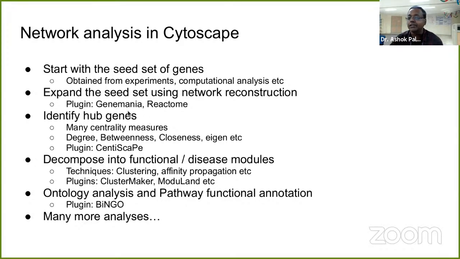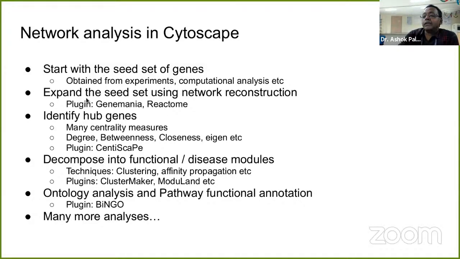Some plugins are GeneMANIA and Reactome, which do this network reconstruction. From this network reconstruction, we have to identify hub genes that will let us know the module structure. For this, we can use many different centrality measures like degree centrality, betweenness, closeness, and eigenvector. All these measure slightly different notions of what it means to be a central gene. There are many different plugins to do this, like Centrality, NCA, CentiScaPe, and others.